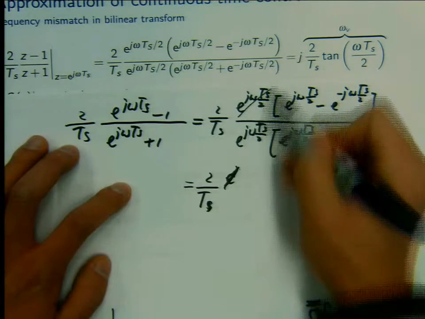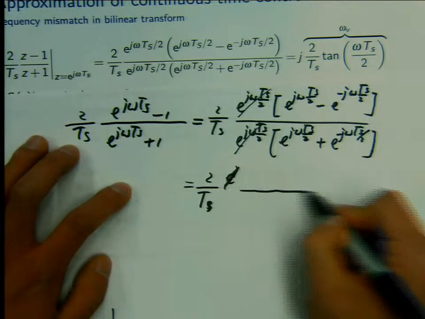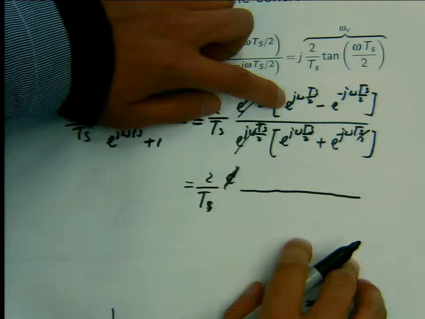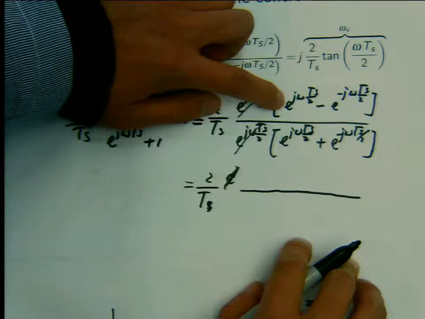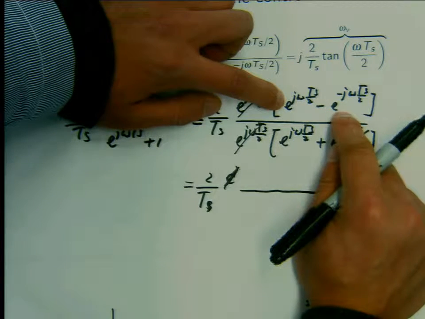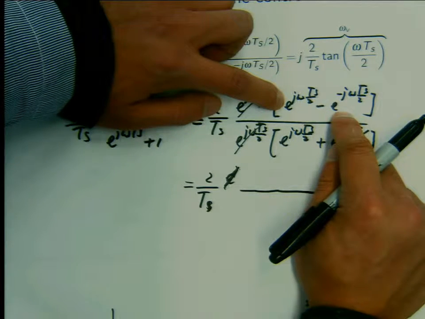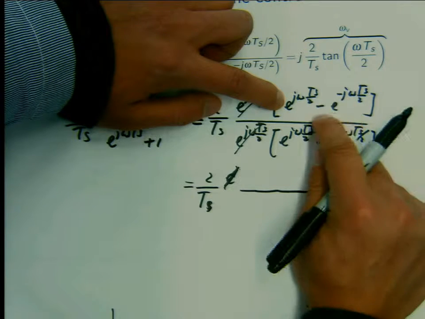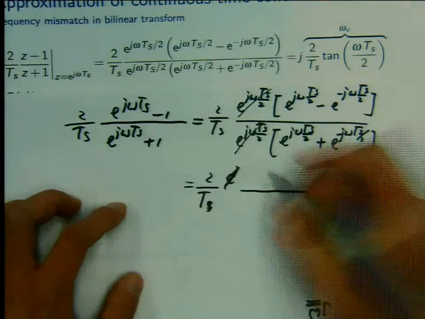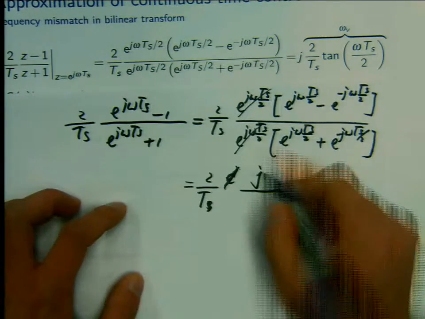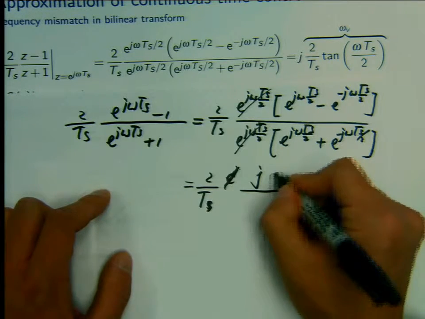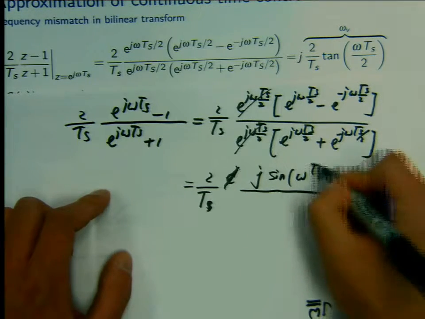So this guy is going to cancel with this guy. And on the top part, I'm going to have cosine ωTs plus j sine ωTs, okay? And then minus cosine ωTs. Then, because minus minus here, I'm going to have plus j sine ωTs. Okay? So you are right, but not perfectly correct because I have a j here: j sine ωTs divided by 2.